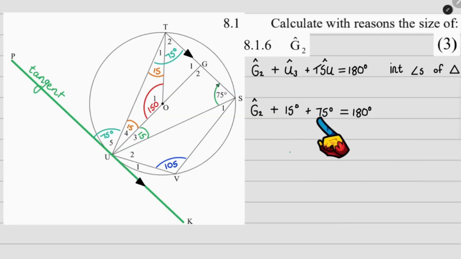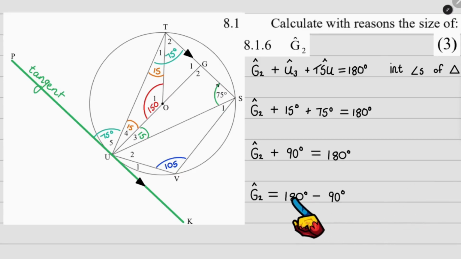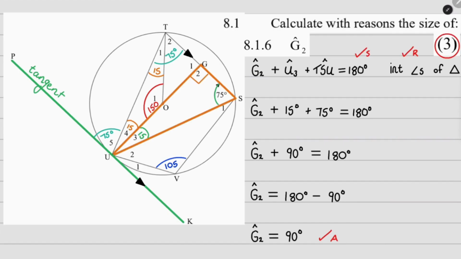And then 15 plus 75 is 90. And if I move that 90 over, it becomes minus 90. And 180 minus 90 is 90 degrees. Triple check that with your calculator. Okay, let's have a look where our 3 marks will come from here. Our statement will get us our first mark. Our reason will get us our second mark, and the last mark comes from the correct answer of G2.